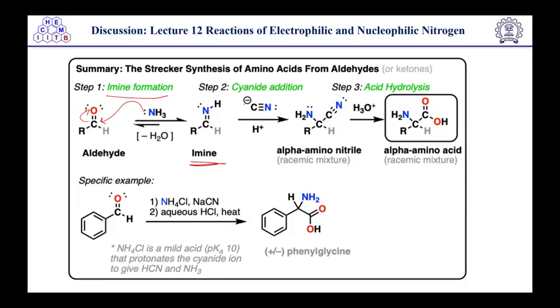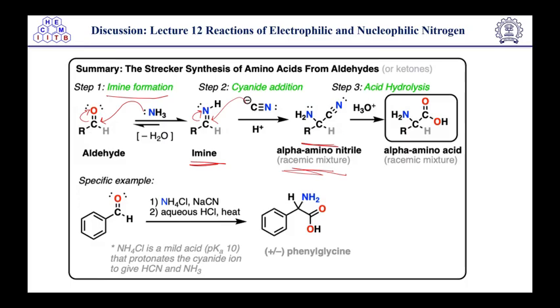Then the nitrile ion will attack here, and it will open up like this. So this is the alpha amino nitrile. Okay, a racemic mixture, because there is no specific stereochemistry. It is racemic. Okay, so after getting this one, the hydrolysis will take place to give the corresponding alpha amino acid. How will the hydrolysis take place? You know, we have discussed everything earlier.